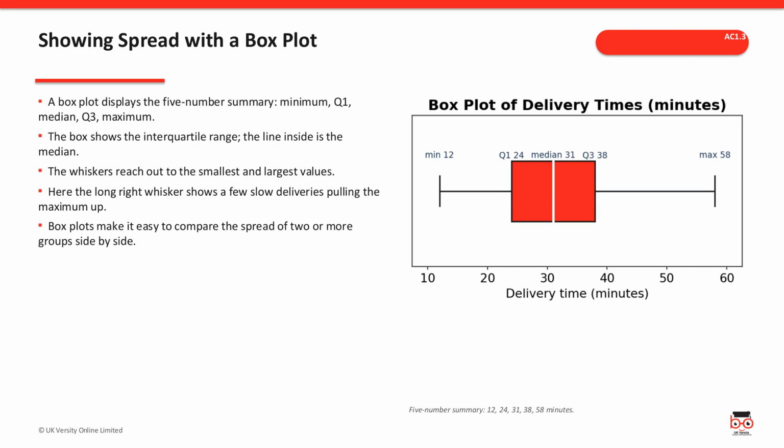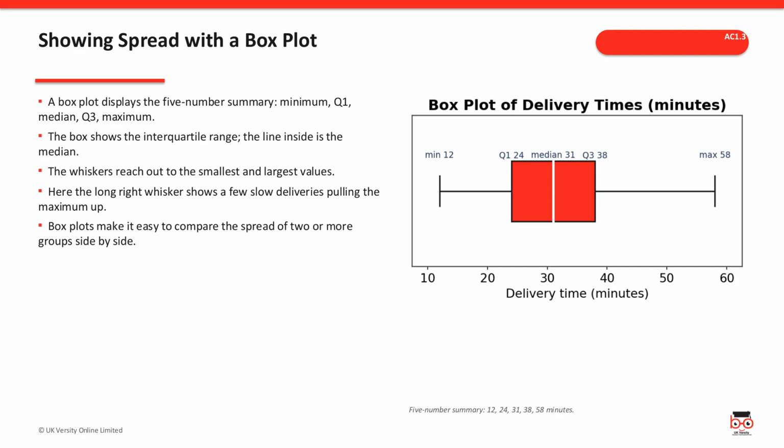A box plot is a neat way to picture all of this at once, using the 5-number summary: minimum, lower quartile, median, upper quartile, and maximum. For our deliveries, that's 12, 24, 31, 38, and 58 minutes. The box itself spans the interquartile range, with a line inside marking the median, and the whiskers stretch out to the smallest and largest values.